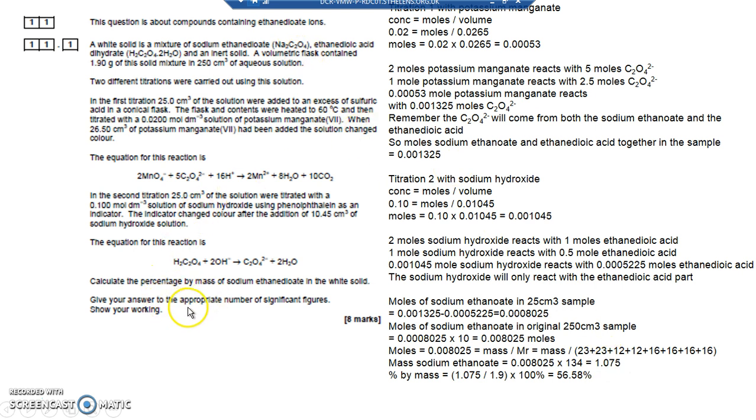And finally it's asked me to work out the percentage by mass, so 1.075 grams out of a total mass of 1.9, because the original solid mixture contains ethane dioic acid dihydrate and another solid that we don't know what it is. So the percentage of sodium ethane dioate in there is 1.075 grams divided by the total mass of all of the solid together, multiplied by 100%, which is 56.58%.